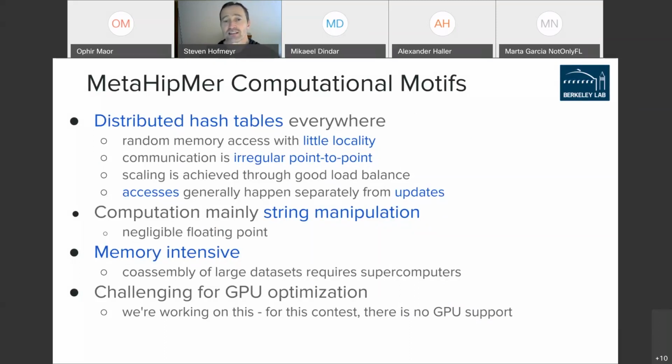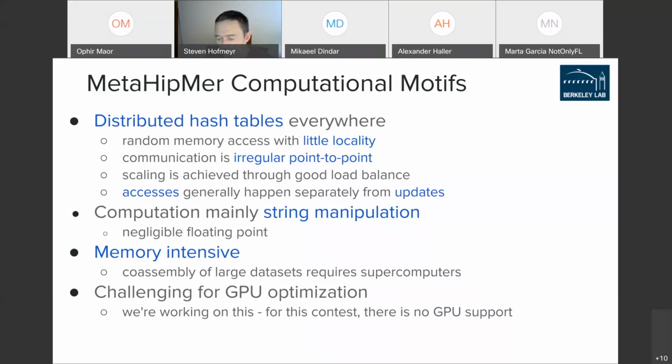We still get good scaling because we can achieve good load balance with this kind of system. And the way the hash tables are typically used is that we generally do all of the updates first and then all of the accesses.